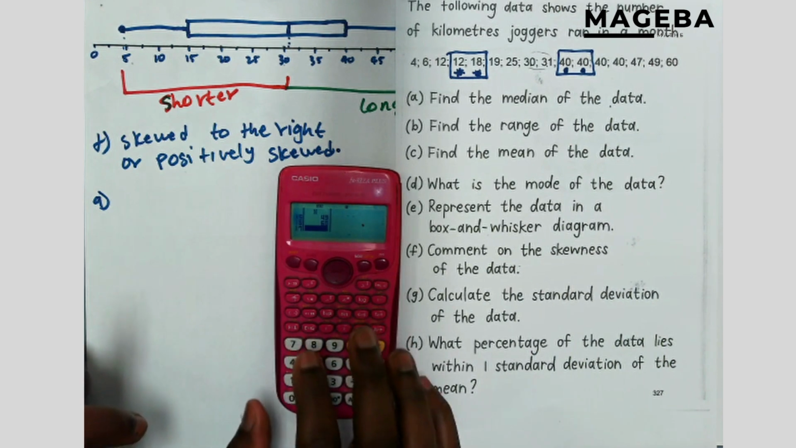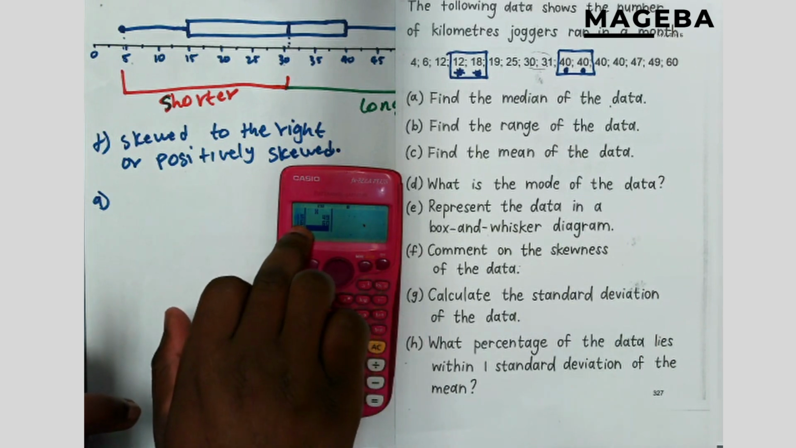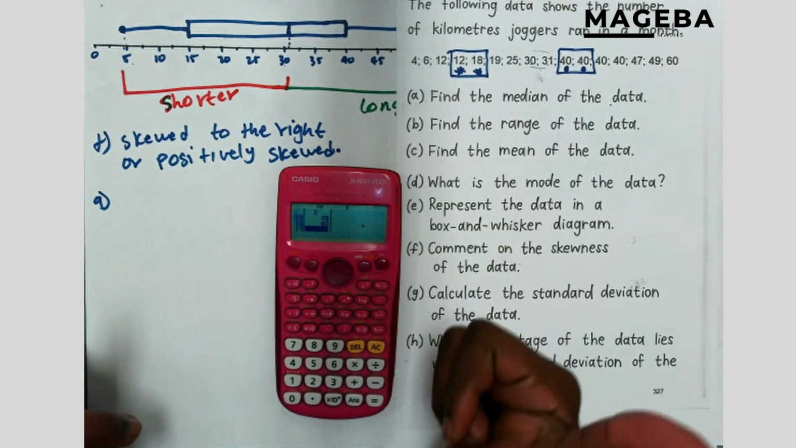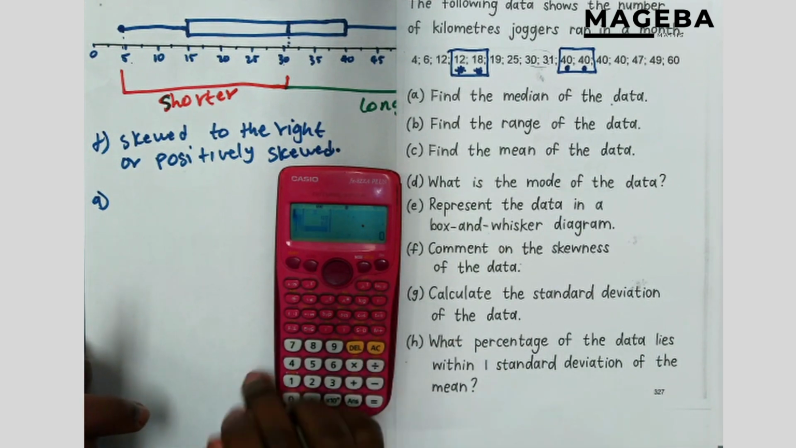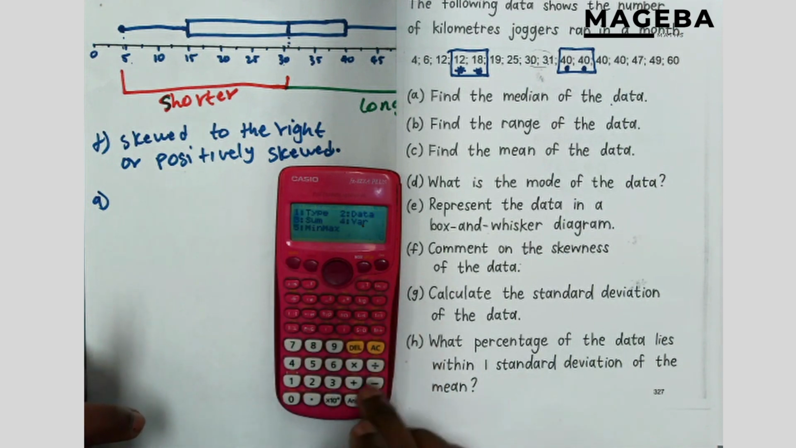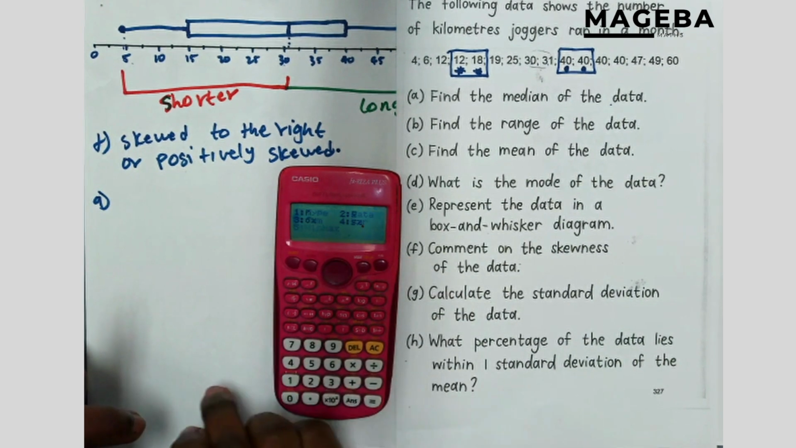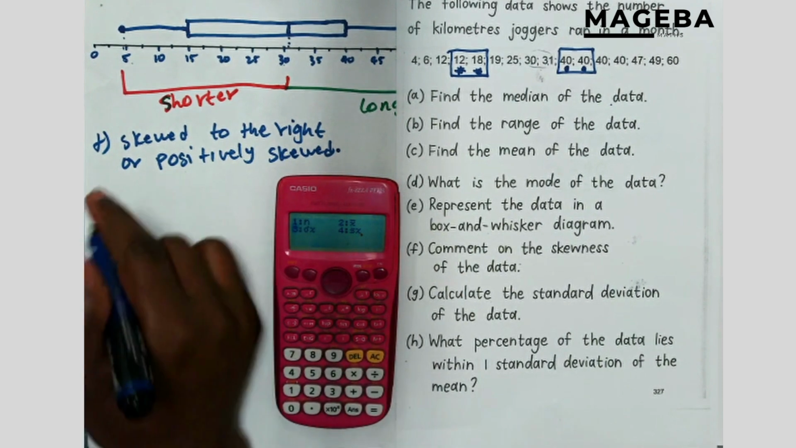And then after putting all your data here, you see my last data that I've put, what, 16 data. So yes, we have 16 data here. And then you press AC. After pressing AC, you say shift, and then 1, we are looking for a standard deviation. So we're gonna go to Var here, which is number 4. The sign of standard deviation is this one.